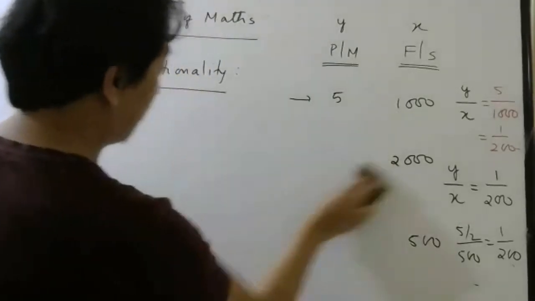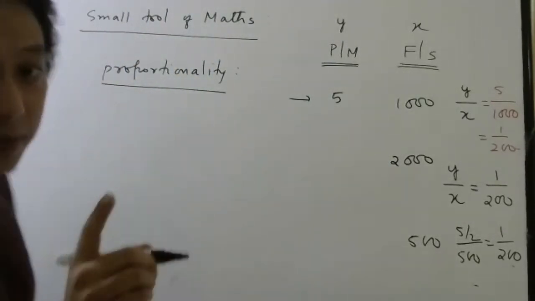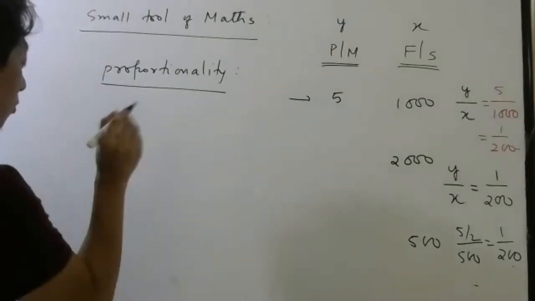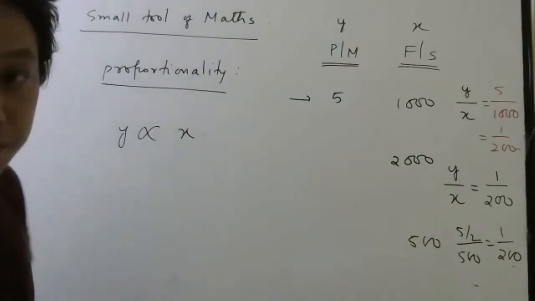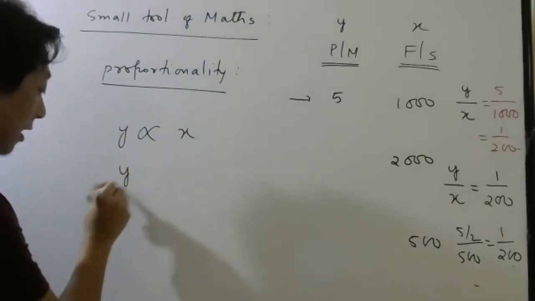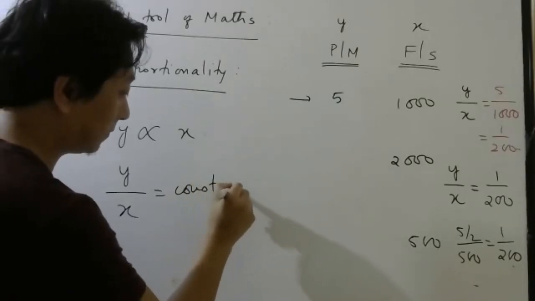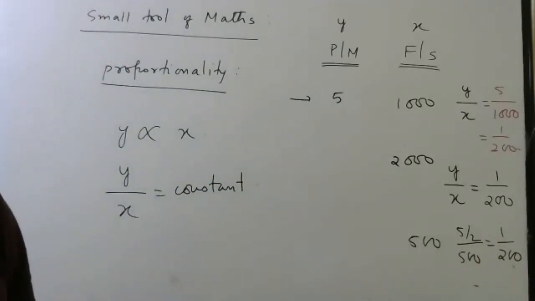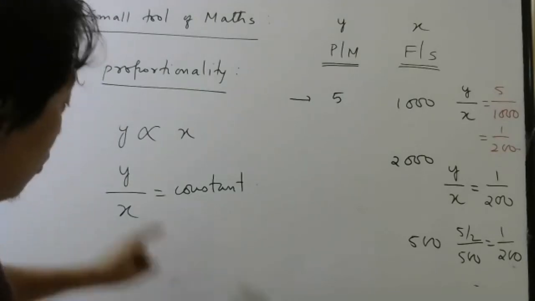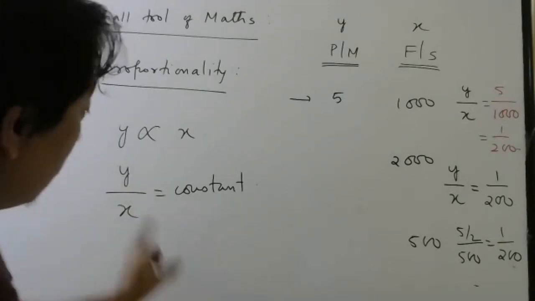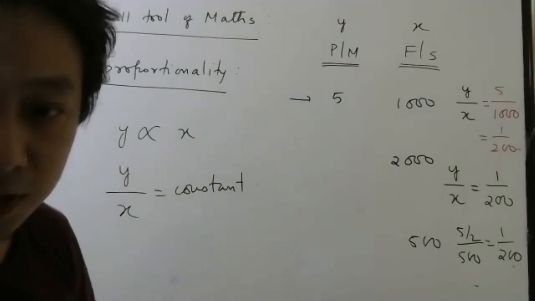So what I want all of you to know is this. All of you know this, but you are not telling it properly. So next time, listen carefully, students. Whenever you see Y proportional to X, what you should say? Y by X will be constant. That is very important. The ratio should be constant. If you don't say this, then it is not proportional. Understood? Okay.